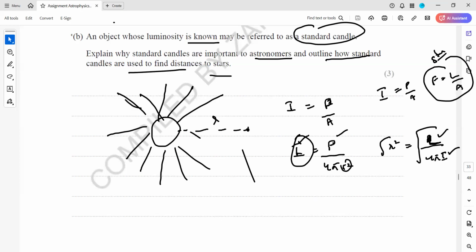Is it clear how we can determine the distance of this star using the standard candle?